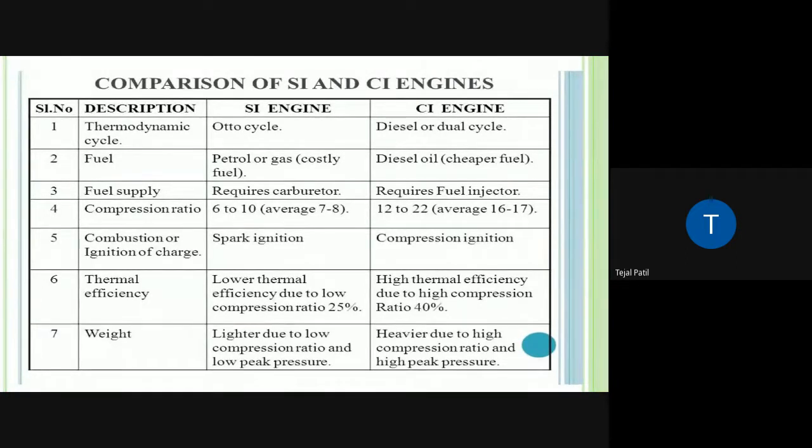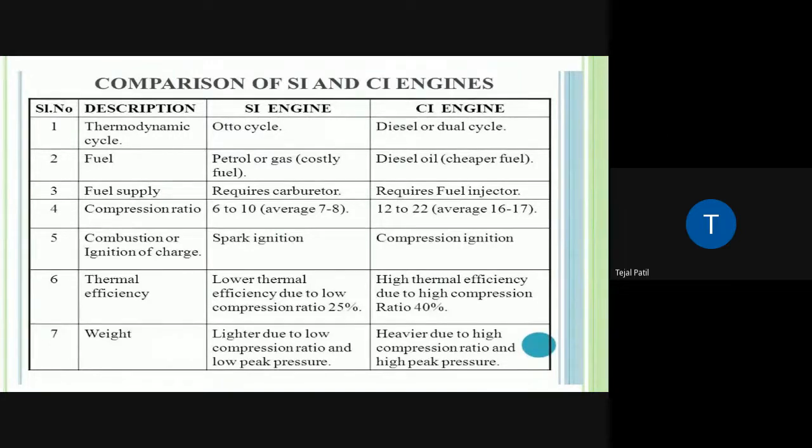Okay, the next one you can see is compression ratio. In the SI engine, the compression ratio is around 6 to 10, and in the CI engine, the compression ratio is about 12 to 22. Now what is meant by compression ratio? Initially, the fresh charge which is coming inside will be at atmospheric pressure. But after compression, you are going to increase its pressure, right? So in the SI engine, you can raise the pressure up to only 6 to 10 times the original one, while in the CI engine, you need to raise the pressure by 12 to 22 times. Otherwise, the ignition will not start.